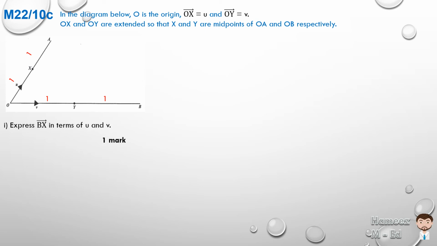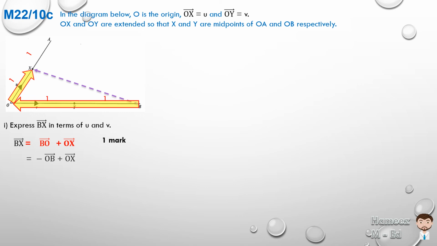Part 1. Express BX in terms of u and v. So let's bring up a purple line showing us the vector from B to X. And how do we go from B to X? How else can we pass? We can start from B and head to O. That's BO. And then from O we can go to X. So BX is equal to BO plus OX. And what is BO? BO is really minus OB, meaning OB in the opposite direction, plus OX.